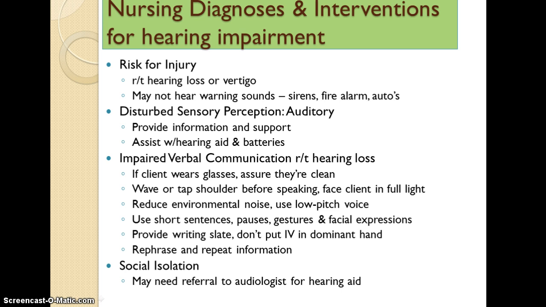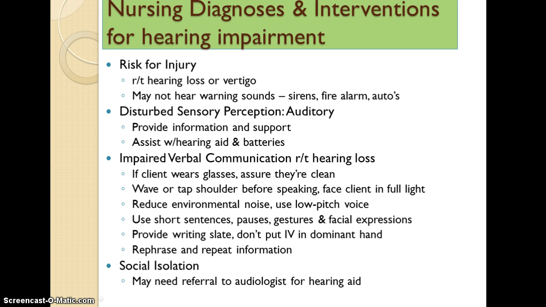Put the client in full light so that they can see your face. Reduce environmental noise. If you're talking to them in the cafeteria or their dining hall, and you want to give them their medications and you're asking them questions, it can be very noisy. There's a lot of stimulus in that room. So make sure that you reduce environmental noise, especially when you're doing any type of teaching.